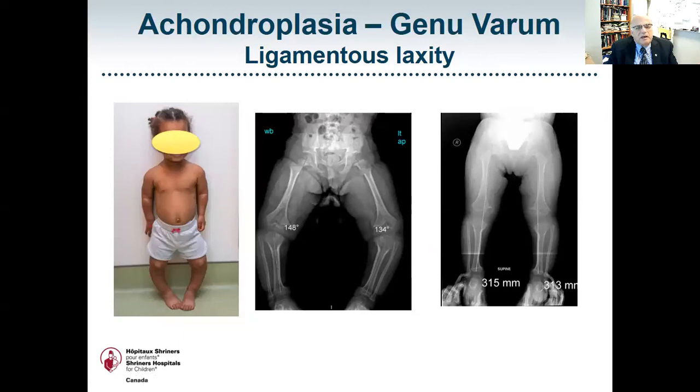This patient, achondroplasia with genu varum, you can see here, and you can see here the X-rays. All the deformity comes from ligamentous laxity. It is very, very important to recognize this laxity so that we don't go and start doing osteotomies on the bone.